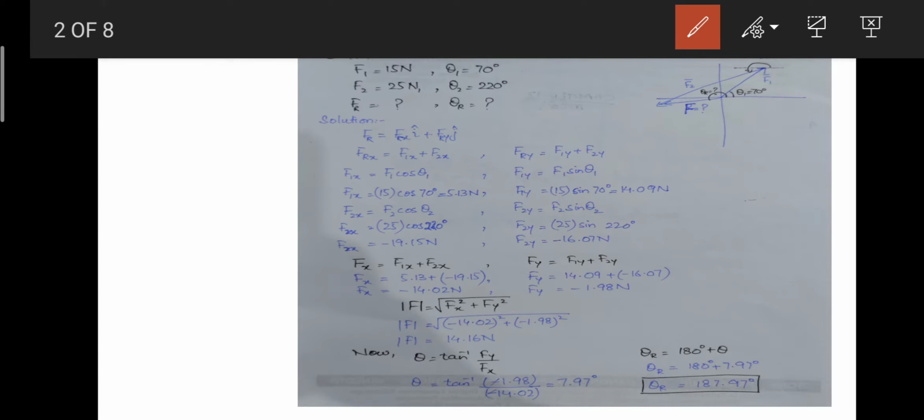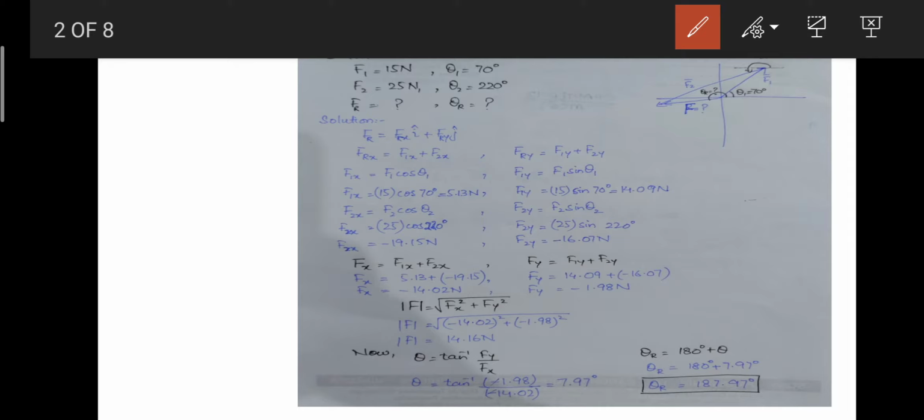According to the figure given, we see that force F1 of 15 Newton is making an angle of 70 degrees with the x-axis, and there is another force, F2. It is making an angle of 220 degrees with the x-axis, and we have been asked to find the resultant force, that is Fr, and also the angle it makes from the positive x-axis, that is, we have to determine theta r.